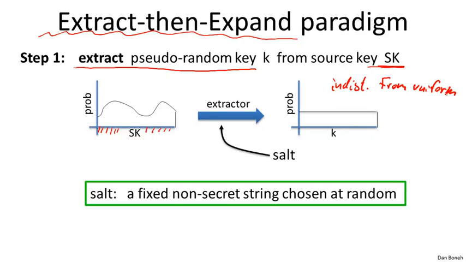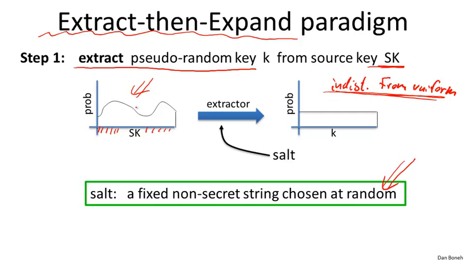Now extractors typically take as input something called a salt. And a salt, just like in a salad, adds flavor to things. What it does is jumble things around so that no matter what the input distribution is, the output distribution is still going to be indistinguishable from random. So a salt, what is it? It's a non-secret string, so it's publicly known. It doesn't matter if the adversary knows what the salt is, and it's fixed forever. The only point is that when you chose it, you chose one at random.